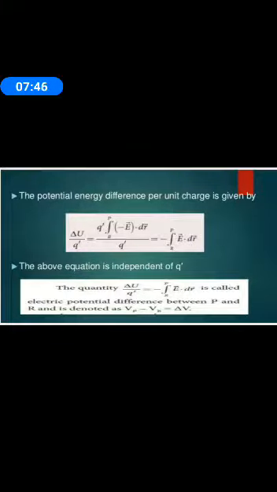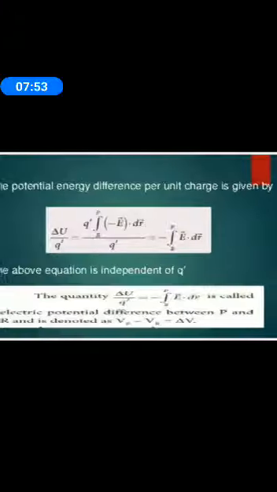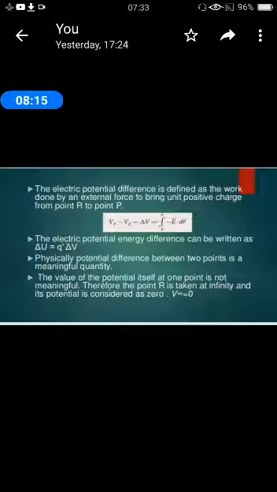So the quantity delta U by Q prime, which is minus integral R to P E vector dot dr vector, is called the electric potential difference between the points P and R. This could be written in terms of Vp minus Vr, which is nothing but the difference in potential, delta V. The electric potential difference is defined as the work done by an external force to bring a unit positive charge from the point R to the point P. So here you have your formula of electric potential difference, that is Vp minus Vr.